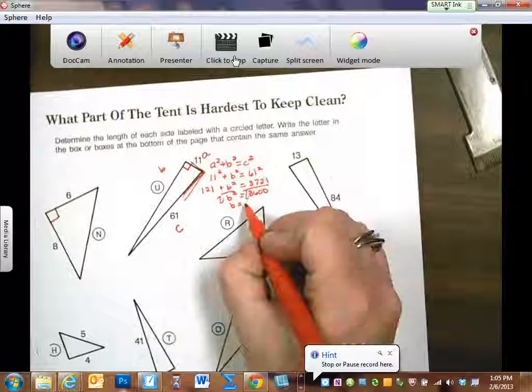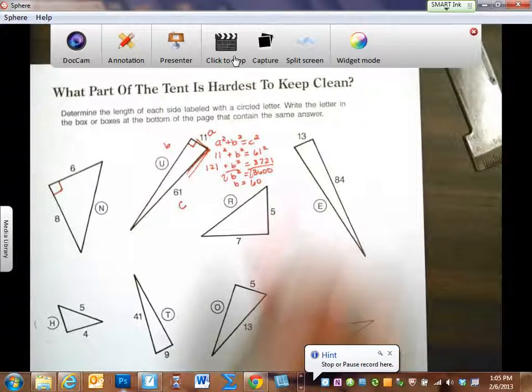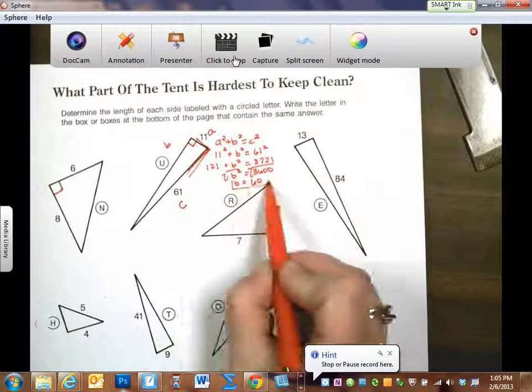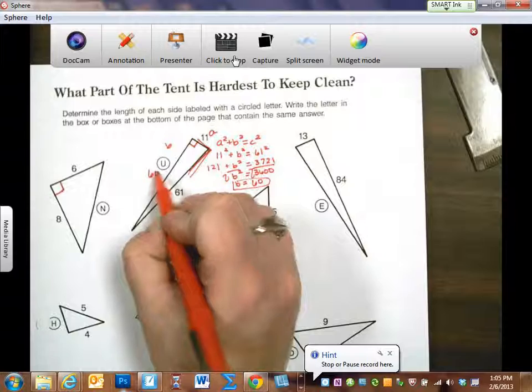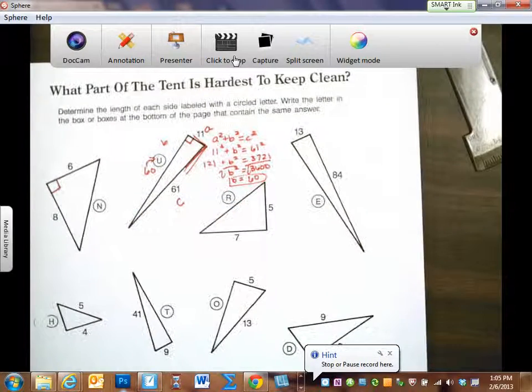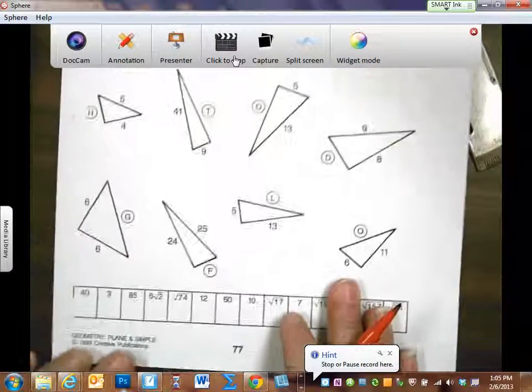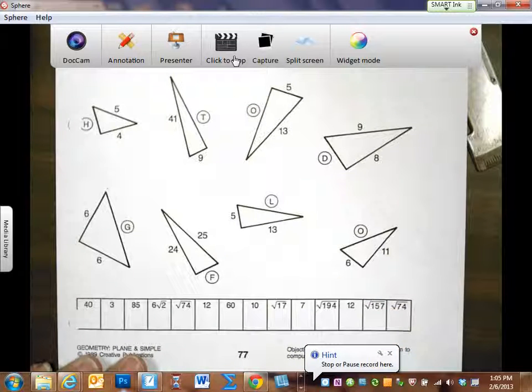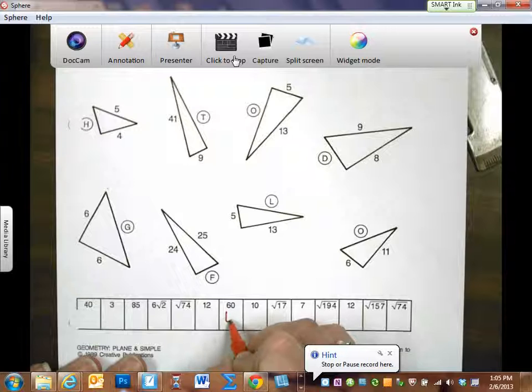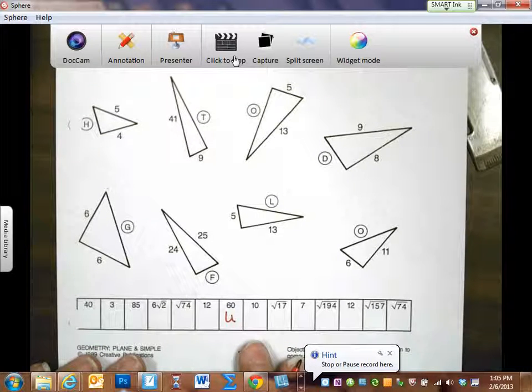So B is 60. And then, knowing that that answer right there is 60, what letter goes with that? Well, U. So go down here to the bottom of the page, find where you have 60, which is right here, and put the letter that corresponds to your answer in that blank. And that's what you're going to do on this whole thing.